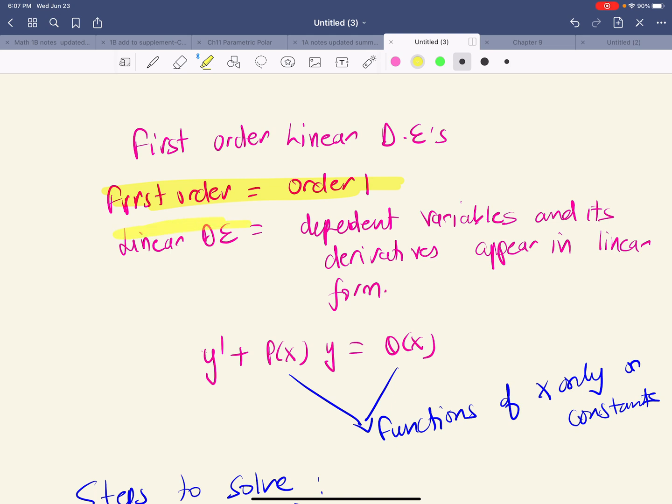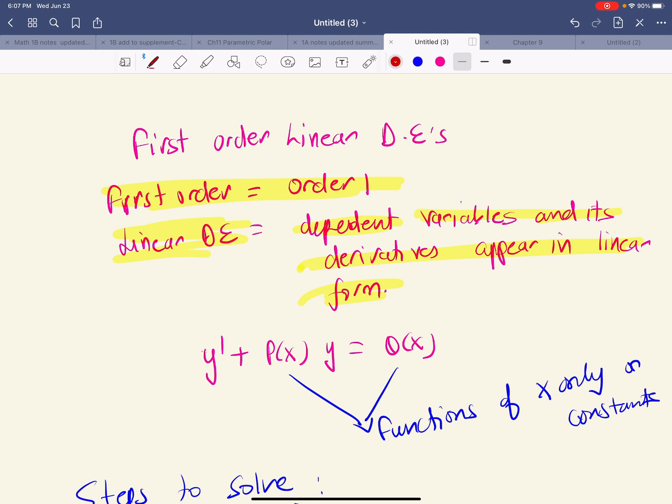And linear differential equation means the dependent variable and its derivatives appear in the linear form. They are not products or squares. We don't have y times dy dx. y squared is not there, so the dependent variable and its derivatives appear in the linear form only.